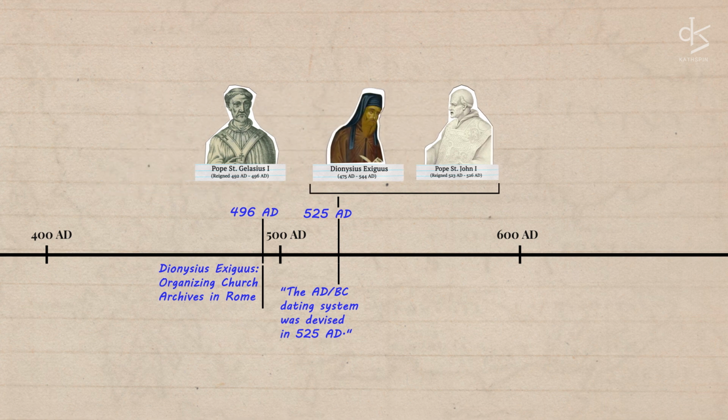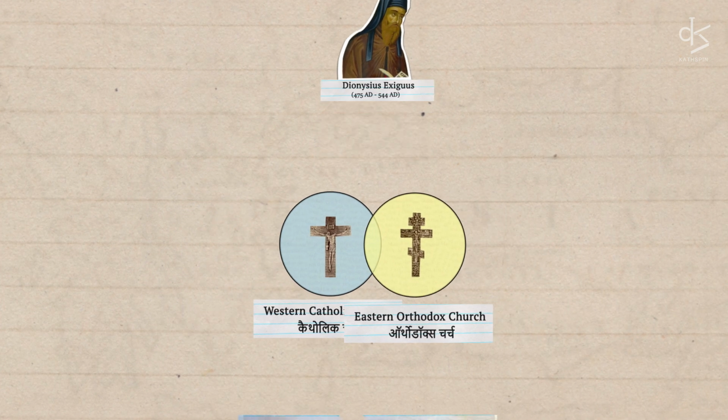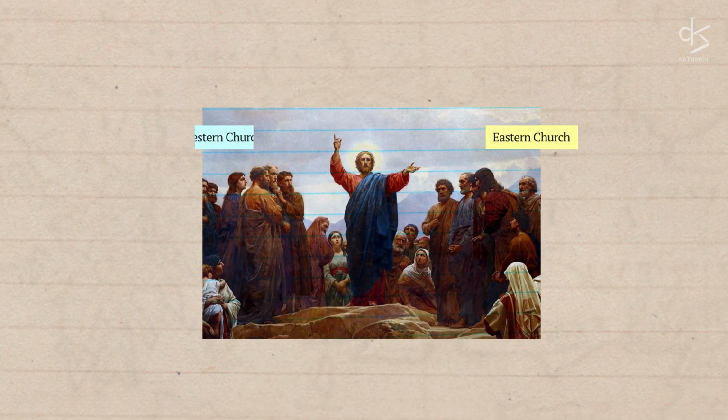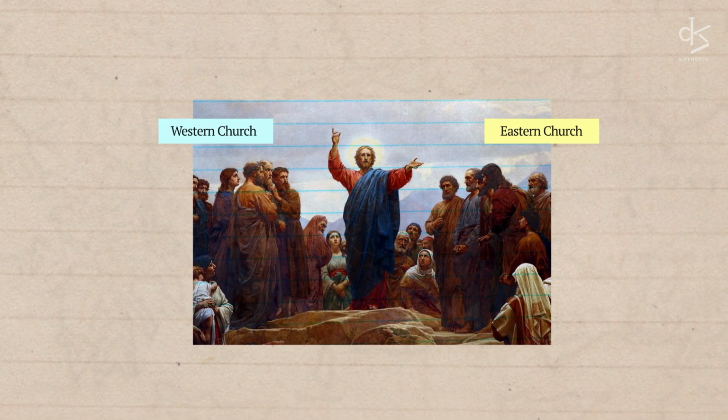Dionysius, I want to assign you a great duty. Yes, please, Pope St. John. You have to create a new chronology for the world. Yes, I am honored. Dionysius wanted to unite all Christians by setting up a single Easter date that both Eastern and Western churches could agree on, since they celebrated it on different days. Easter is a Christian holiday that celebrates the rebirth of Jesus Christ.